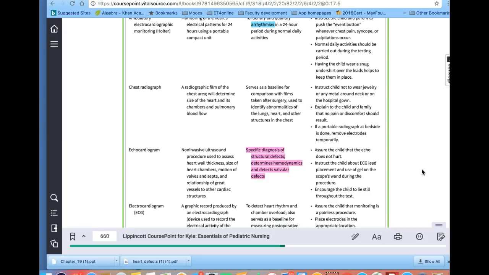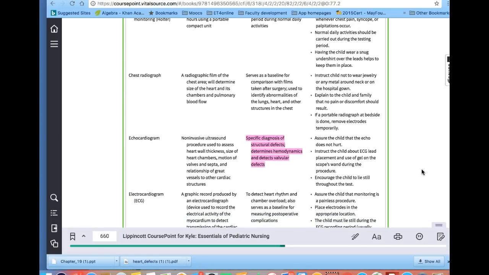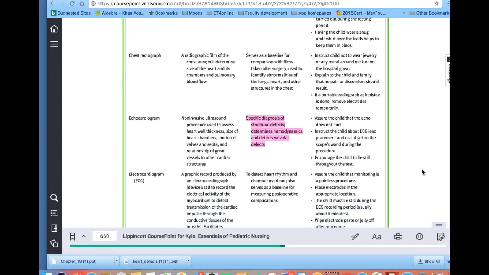Chest x-ray is going to show you size of the heart. It's going to show you location of the heart, because there is a condition I don't think they talk about in the text called dextrocardia, where the heart's actually on the right side of the body. An echocardiogram is going to help you with cardiac output. It's going to help you with valvular issues, valvular defects, and again with some structure.